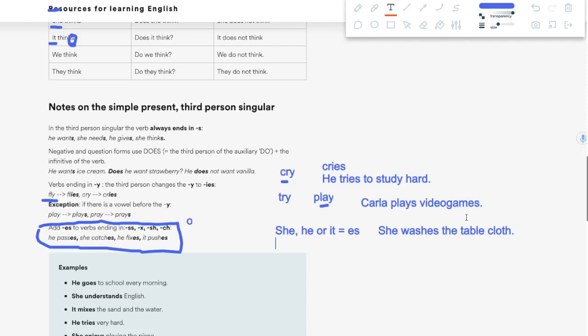I'm going to use another example. Here we have the vowel O. With the vowel O, we also add es to conjugate it. He goes to the church every Sunday. He goes to the church, or he goes to church. We can also omit the article. He goes to church every Sunday. That's a repeated action. That's a habit.